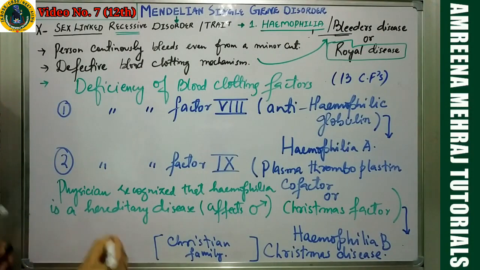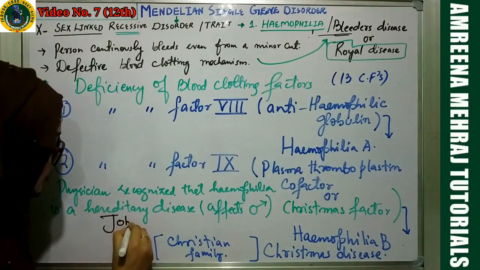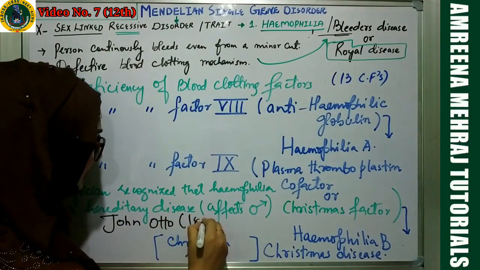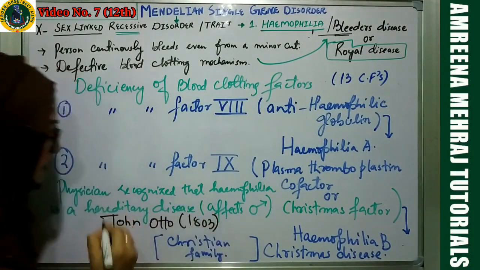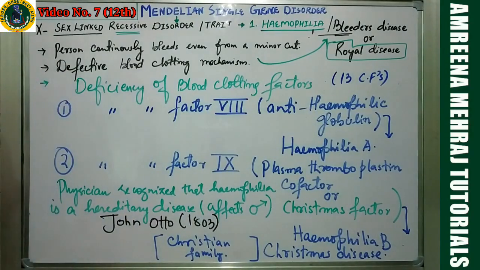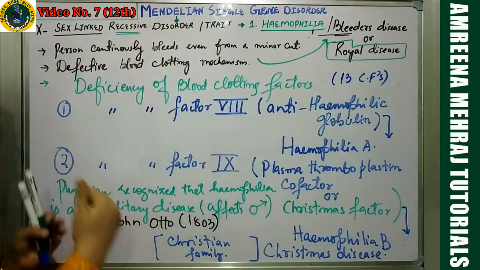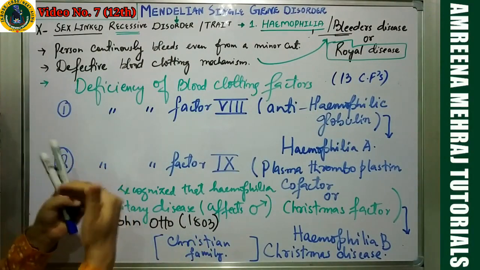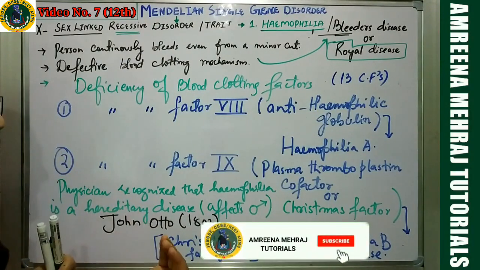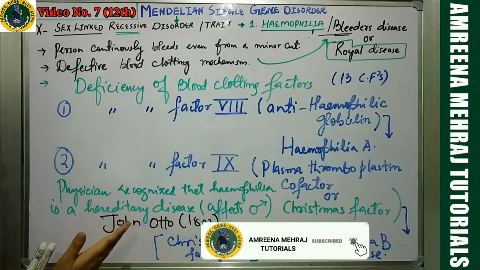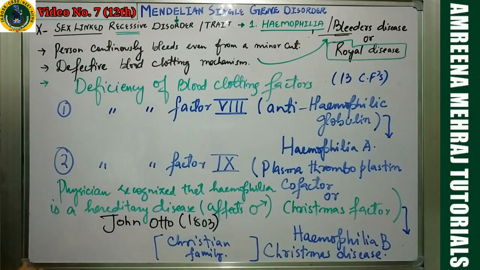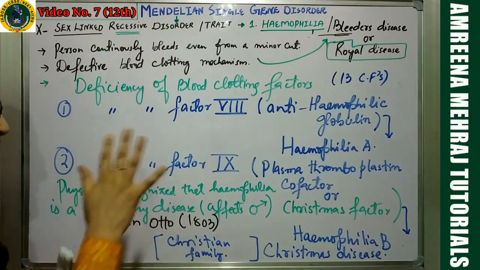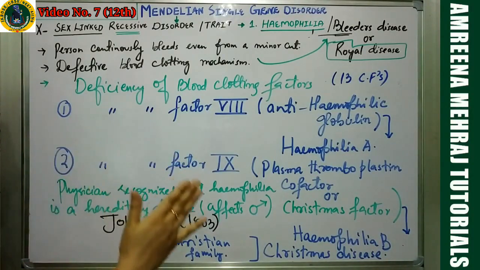This physician is very important to remember. He is John Otto, in the year 1803, if I am correct. Yes, 1803 was the year when he first recognized that hemophilia runs in families. It's a hereditary disorder, and he studied its pedigree. He studied its inheritance pattern and said that this disorder will definitely affect the males in the family. Why only males? Why not females? I'll make you understand that also. This is going to be our next part.